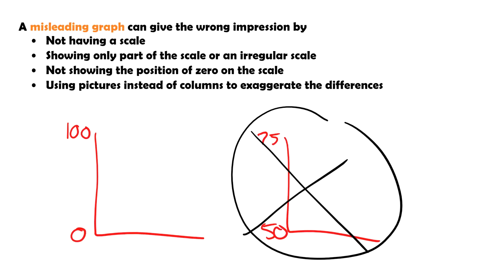Now, using pictures instead of columns to exaggerate the differences, like we did with the basket. You want to have bar graphs. You want to have something like this, where it's quite clear and it's not misleading the reader.